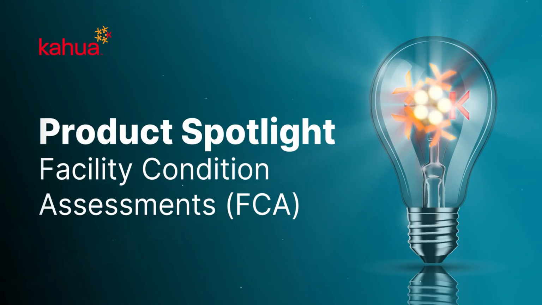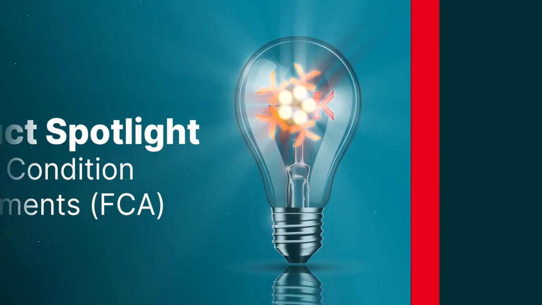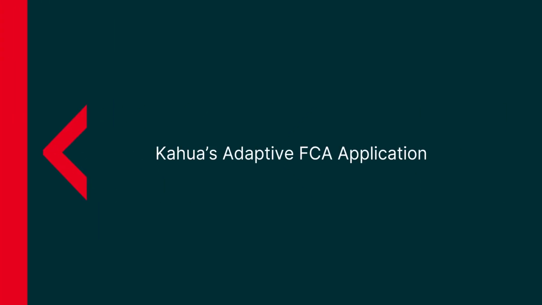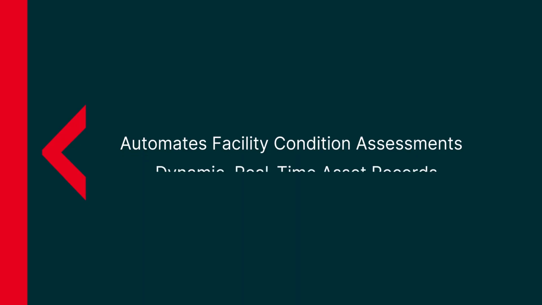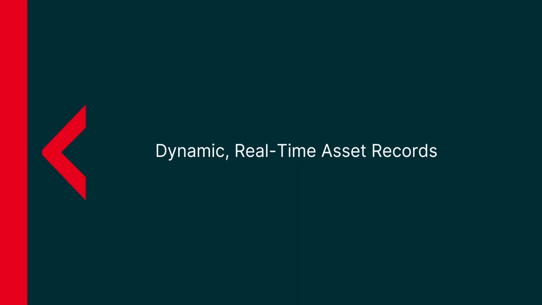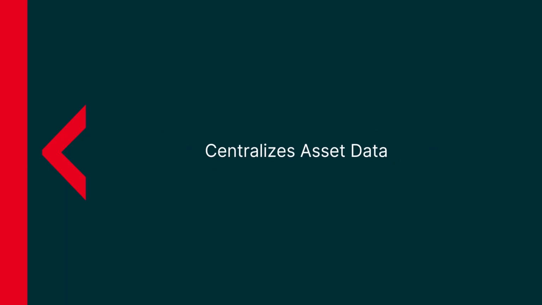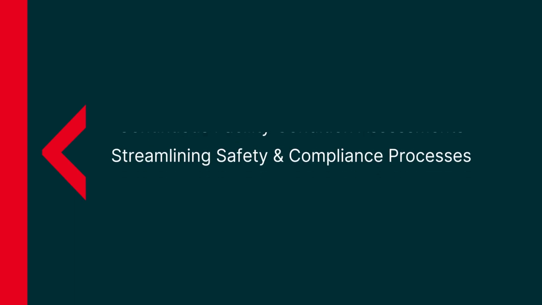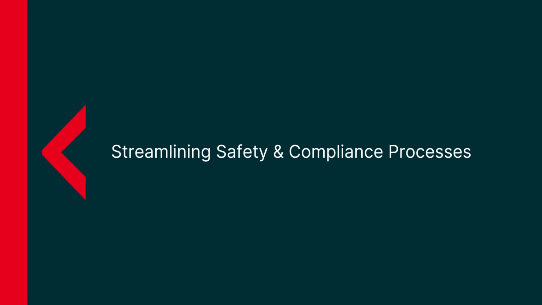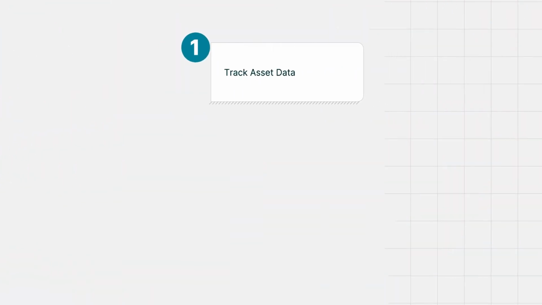Simplify facility and asset condition assessments, cut costs, save time, and reduce operational risks in your construction lifecycle while improving team collaboration. Kahua's adaptive FCA application automates your facility condition assessments with dynamic, real-time asset records throughout the construction lifecycle and beyond. This solution centralizes your asset data, enhances preventive maintenance and continuous facility condition assessments, while streamlining your safety and compliance processes. Track and review the assets of your construction project throughout the lifecycle.